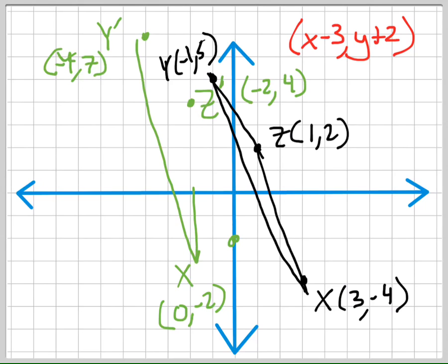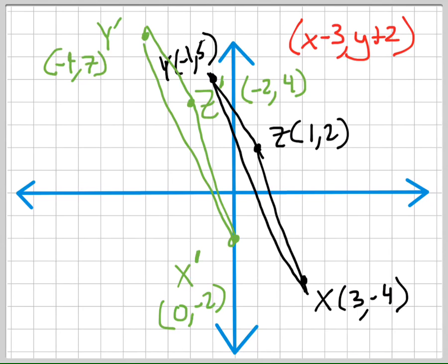Connect those points. Oops, I didn't connect that. It looks like that. There, there, and there. Again, my triangle, I know I didn't use a straight edge, so it's not exact, but it should still look the same. It shouldn't have gotten longer or shorter anywhere. It should still have the same angle measures. It's an isometry. I just shifted it 3 to the left and 2 up. And I labeled the coordinates with x prime, y prime, and z prime.